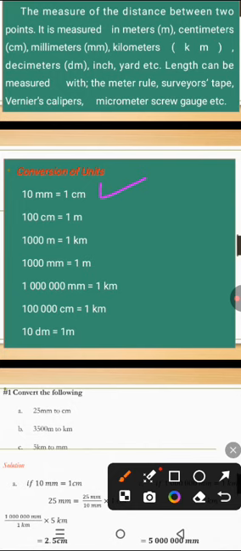100 centimeters equals 1 meter. Then 1,000 meters equals 1 kilometer. 1,000 meters equals 1 kilometer. So this is well known.